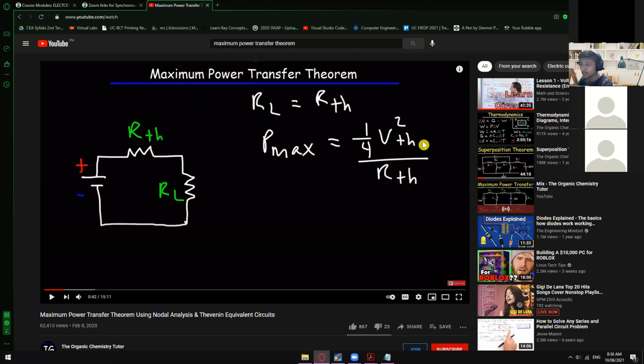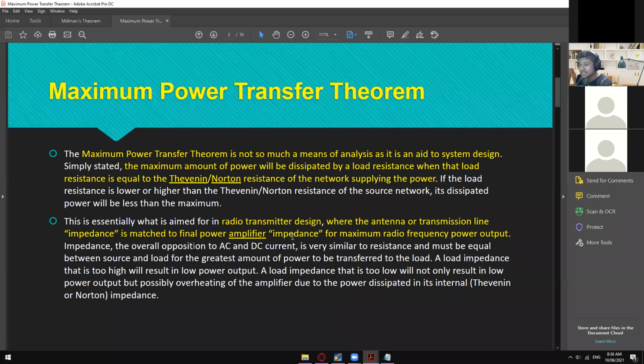As you guys can see, we need the VTH itself. You must have solved the correct VTH and then the correct RTH before you will get the correct value of your Pmax. So this is the only formula that you'll need, and then the rest, you apply or use the theorem of Thevenin's. All right, so that's basically the idea.